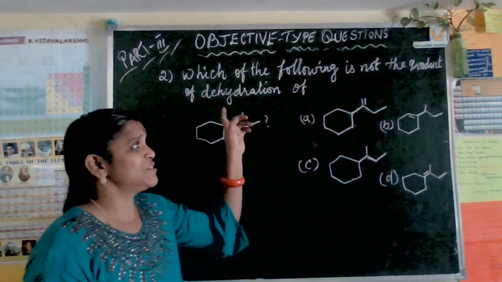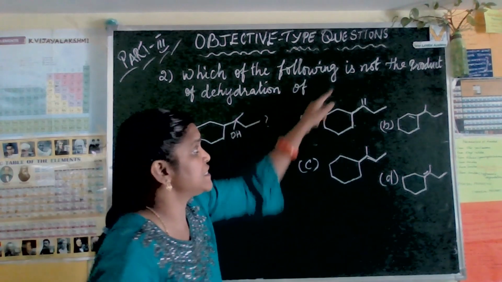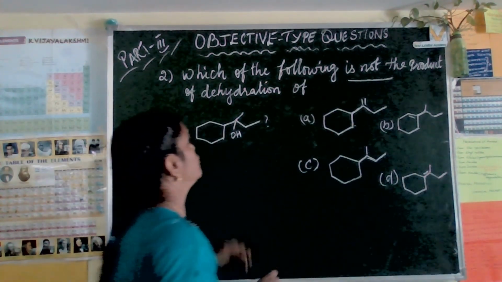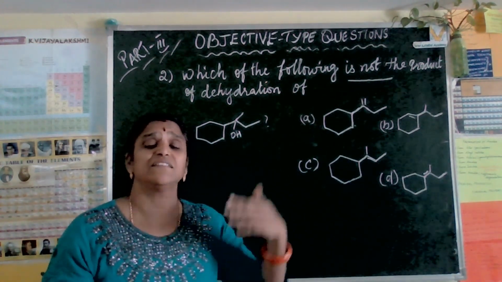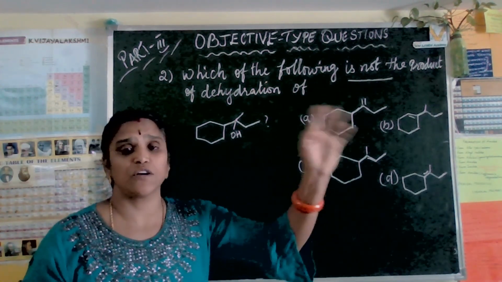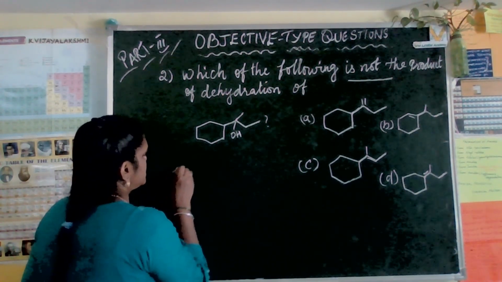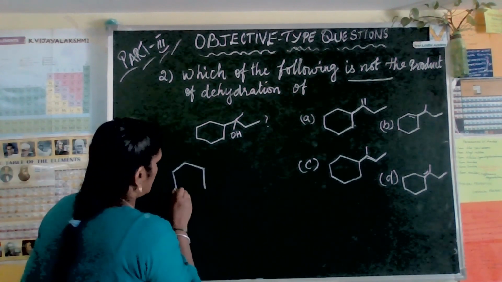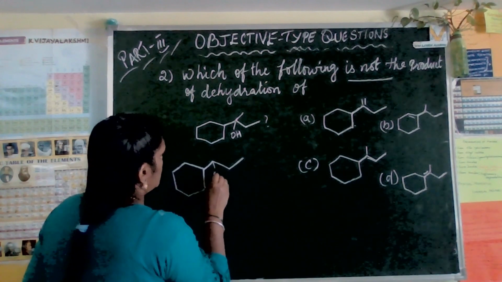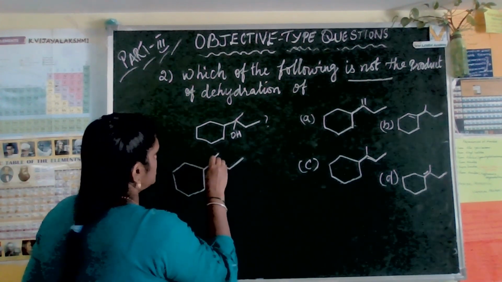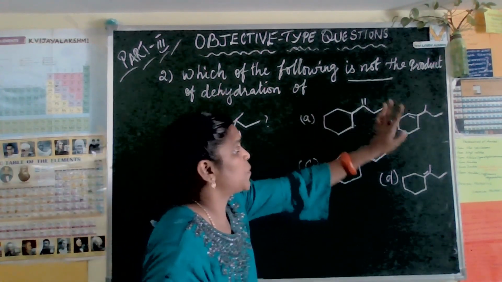Next, that is also a little bit similar question, but something different. Which of the following is not the product of dehydration? Dehydration is nothing but an elimination reaction, releasing water in the presence of acid. Yes, this is also an alcohol, a cyclohexane compound. Let us find out. Which is not the product, they are asking. Here OH is there, here one CH3 group.